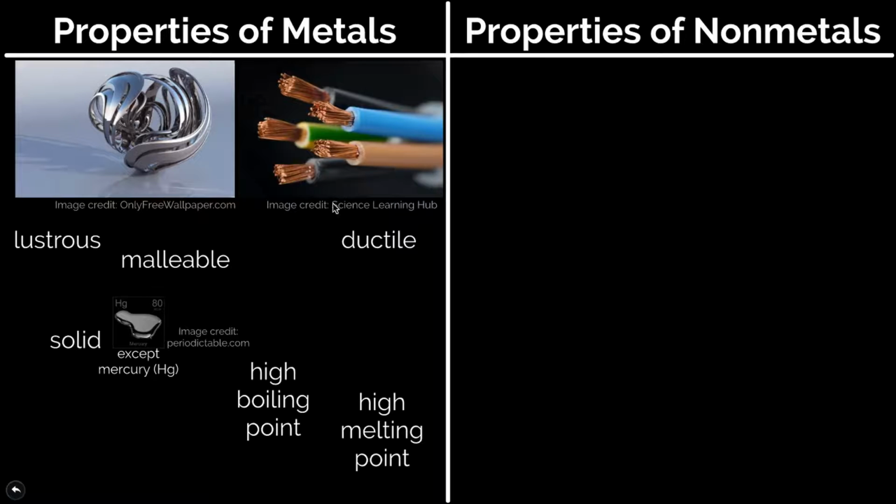Metals are also very ductile, and that means that they can be drawn into wires. Just like this copper wire, you can stretch out a piece of metal, and instead of it breaking, it's going to turn into a wire that is very thin and very long. And then metals are also very good at conducting electricity. If you ever looked inside of an electrical wire, you'll see that it's made of copper, again, because copper is a metal and it is very good at conducting electricity.